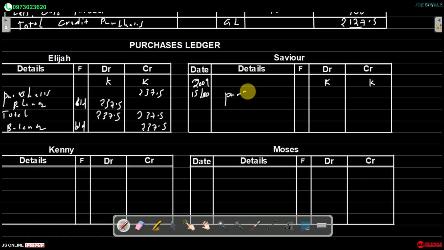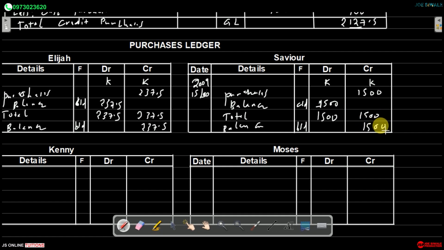So say purchases, so we're going to credit purchases by 1,500, and since this is the only transaction that we had, we can find our balance carried down, we can find our total, and we can find our balance brought down. So our total there is going to be 1,500 on the debit side and 1,500 on the credit side. Our balance carried down is going to be on the debit side as 1,500, and the balance brought down is going to be on the credit side as 1,500.